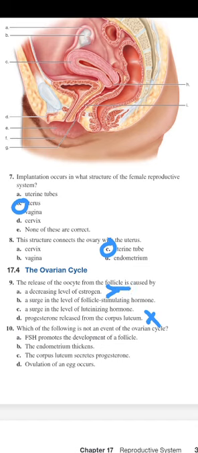And you can see that the word follicle, so the ova, it's released from the follicle by a surge in the level of FSH, follicle stimulating hormone.